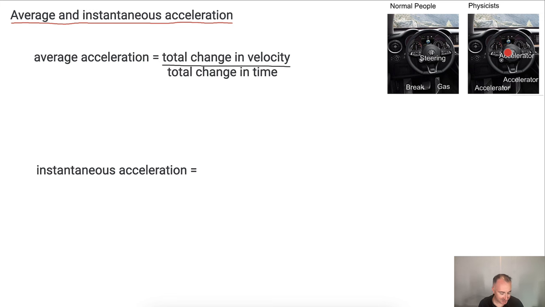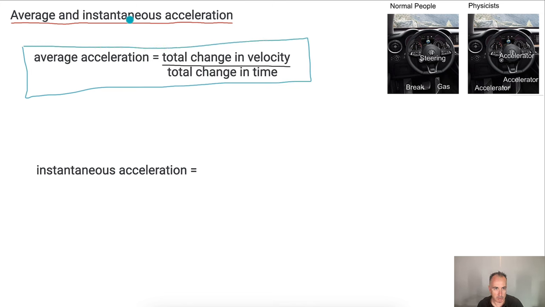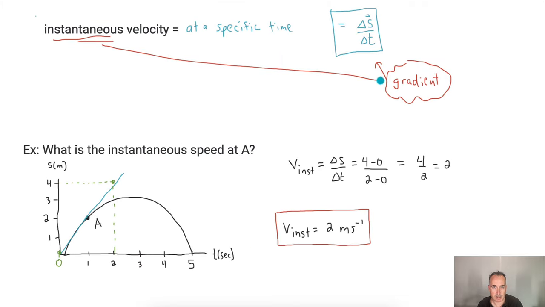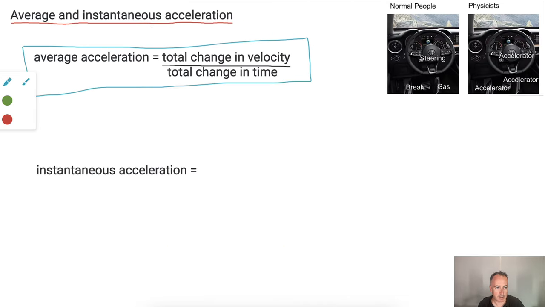All right, so we look at this one right here then. We've got average acceleration. Okay, so we say it's the total change in velocity over the total change in time. So if you're understanding what we did before, average acceleration is just that. It's the total change. Now, what's the instantaneous? That's just going to be, again, just like we did before, instantaneous is the gradient. So maybe I'll write that down again. So I'll say that. What does that mean? It means the gradient. That's the key piece here that we need to understand.